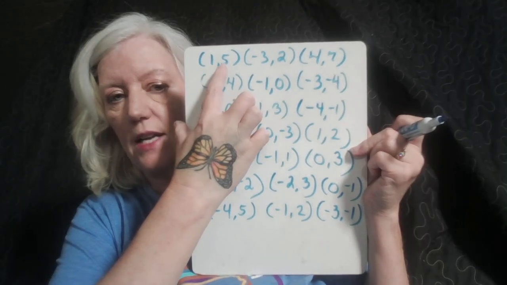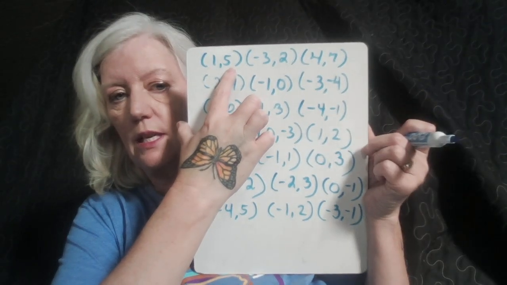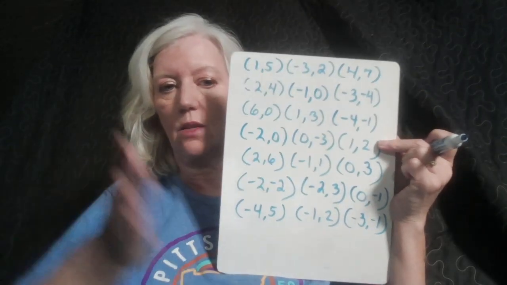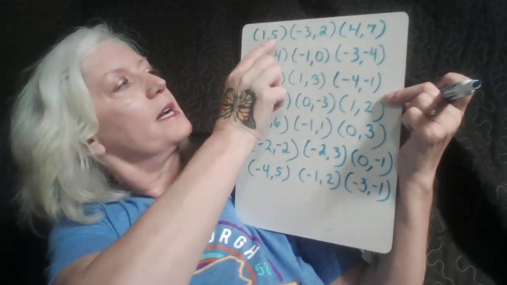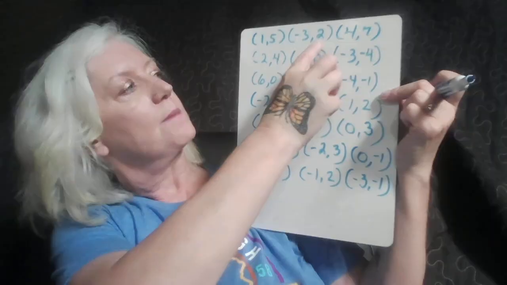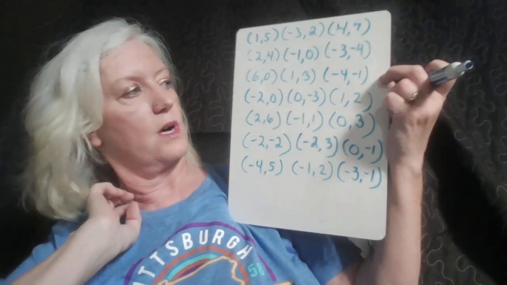This is a left-right direction. This is an up-down direction. The x-axis goes like this. The y-axis goes like this. Okay, so this first point is going to be over 1, up 5. This one is left 3, up 2 from the origin, and so on and so on.